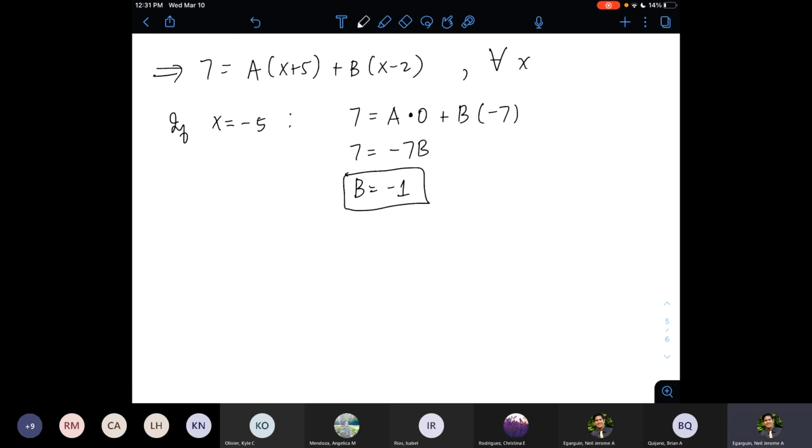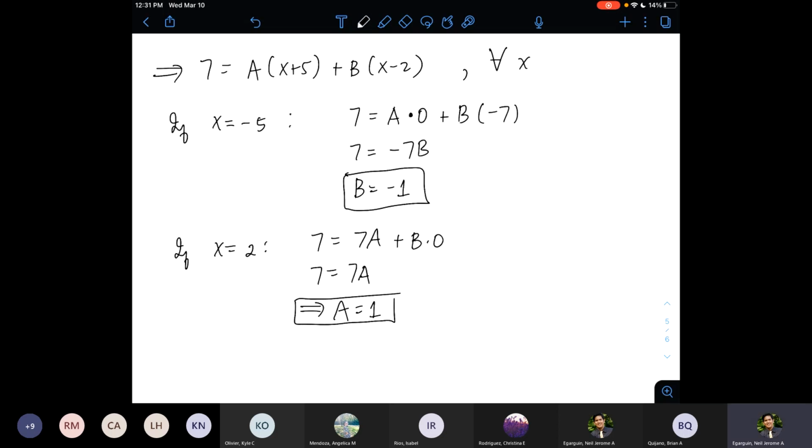All right. Now moving on to the next one. If x is equal to, what would be the nice choice for x? Again, in theory, you could select any value for x. But it would be more convenient if I let x be equal to 2. Because if x is equal to 2, then I'll have 7 equals 7A plus B times 0. All right. And that means 7 equals 7A, which implies A is equal to 1.